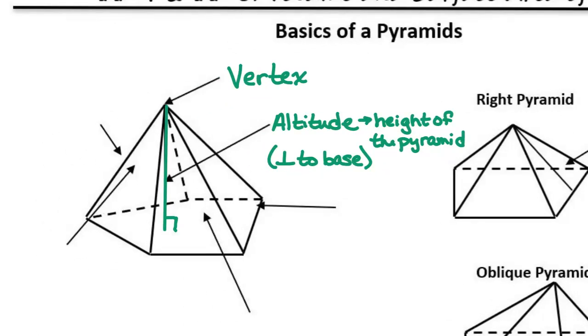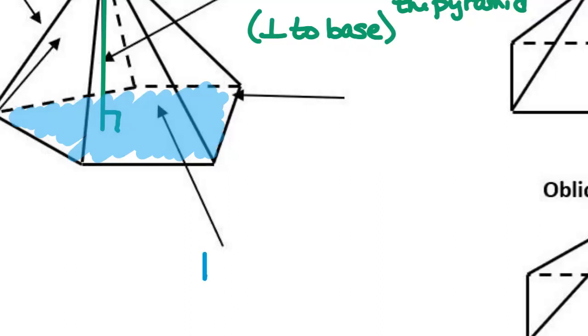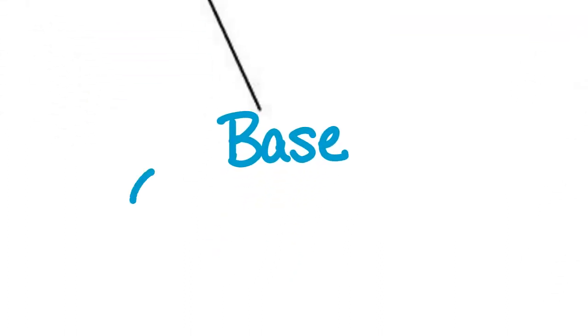The base is the bottom of my pyramid. Is it possible for a pyramid to be on its side? Could I do that? Yeah. In that case, this would be my base. Yes. When Sydney gets back. A pyramid is named by the shape of its base.